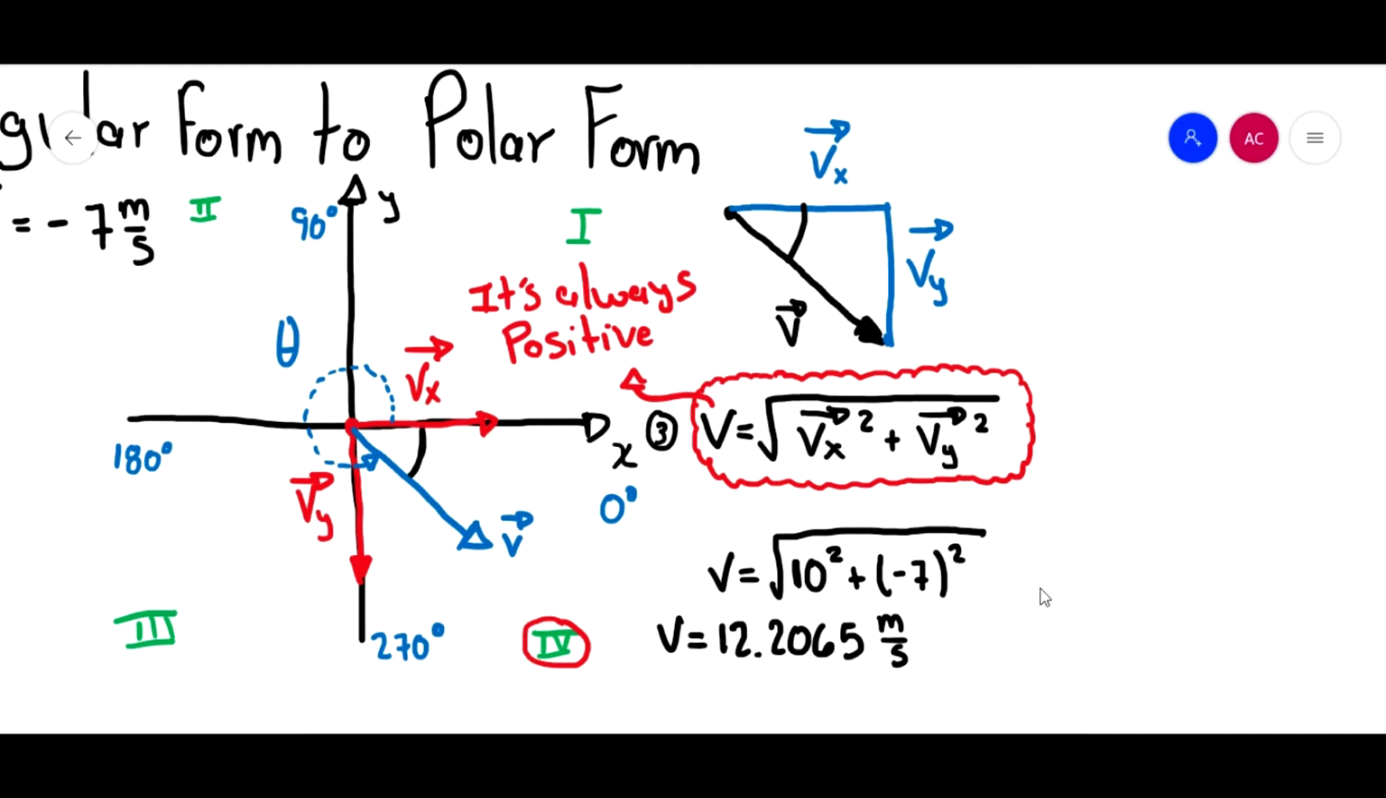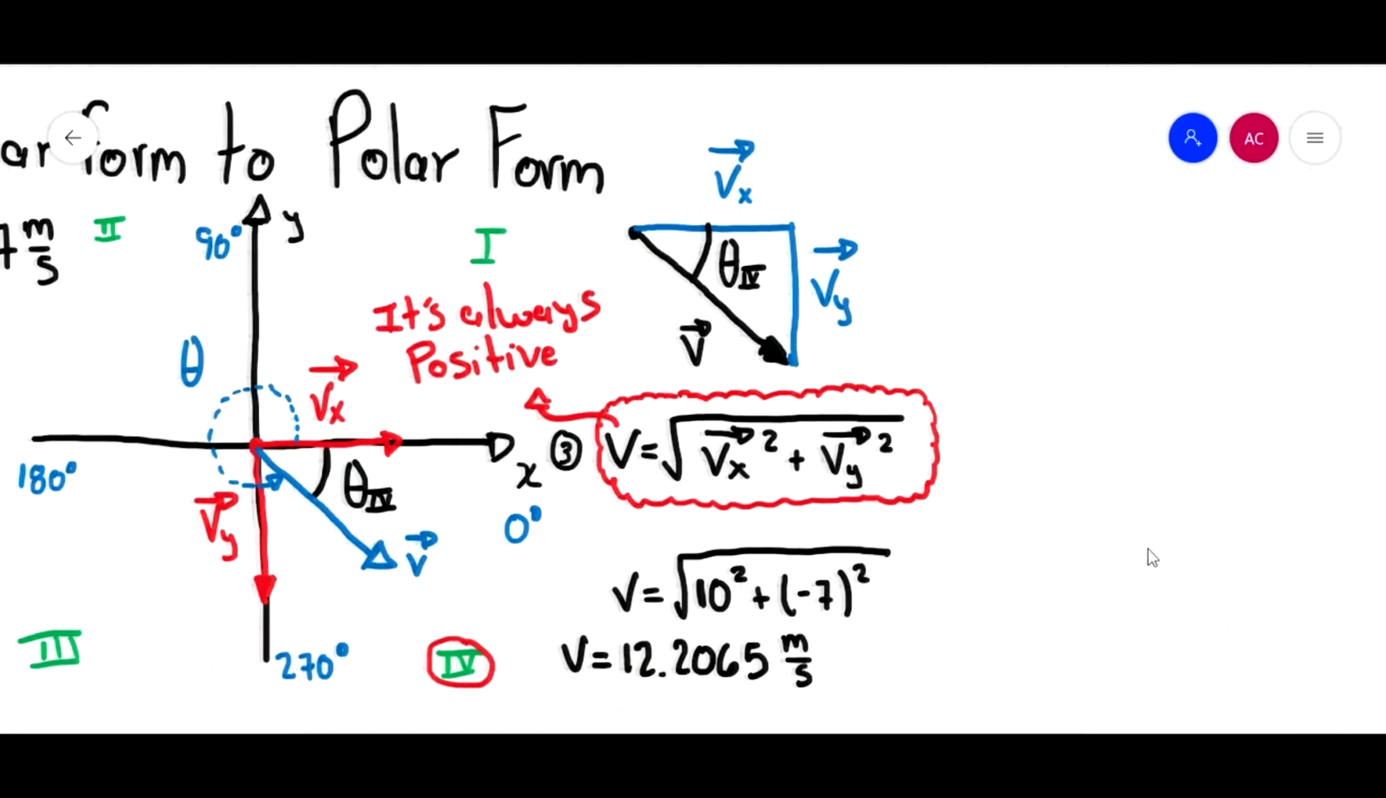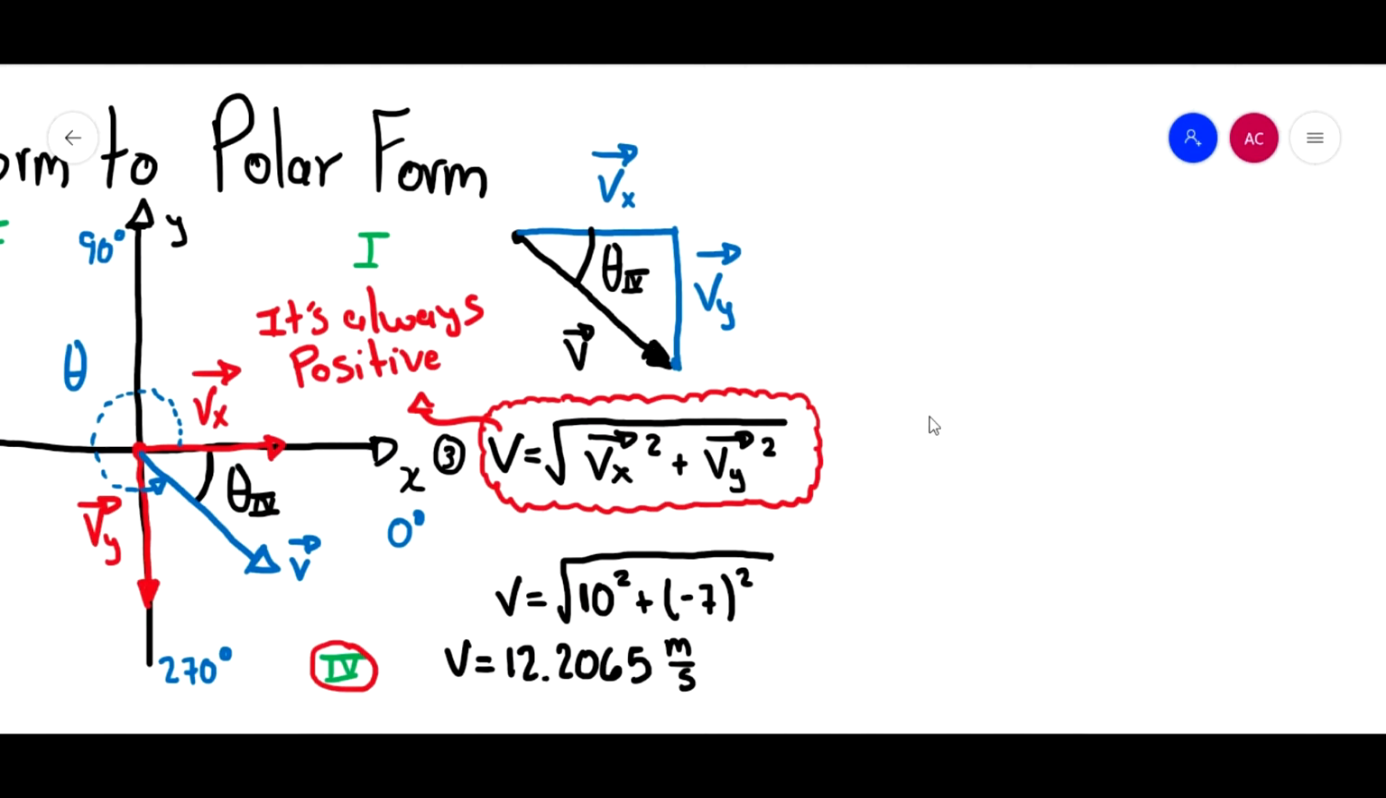Okay, but you need to understand that this is not the angle that I need. I need to find the total angle, not this little angle that I have right here. So I'm going to call that the angle of the fourth quadrant, because I'm in the fourth quadrant. But I need the total angle. So in order to find the angle of the quadrant, I'm just going to write this formula.